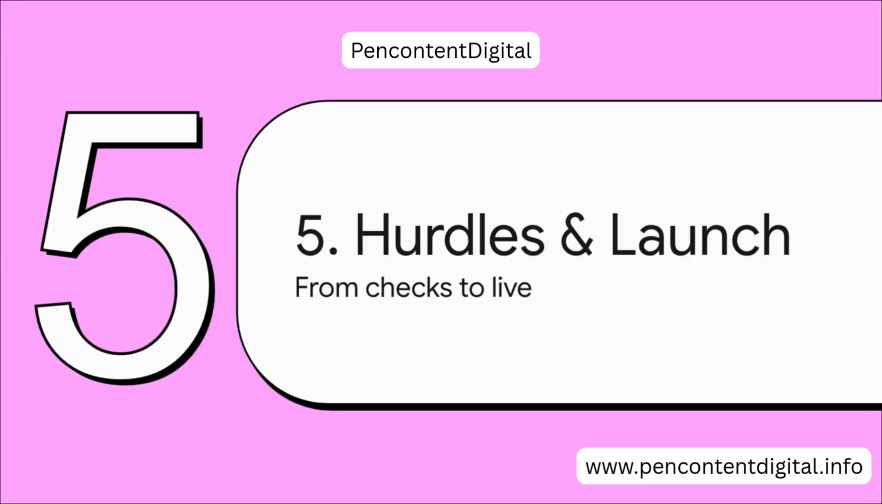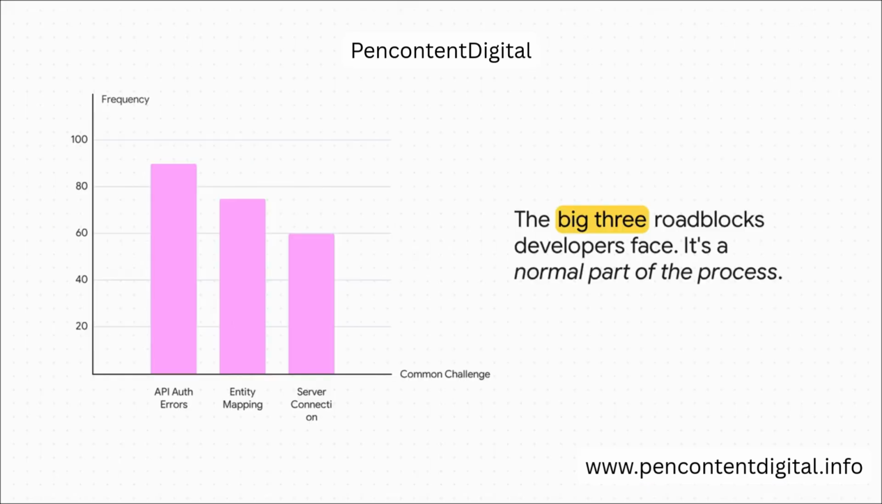And that brings us to our final section, common hurdles and launch. This is all about navigating those last few challenges and finally getting your chatbot out into the real world. This chart basically shows the big three. The most common roadblocks that developers run into are fighting with API authentication, getting the bot to correctly identify those entities we talked about, and, of course, sorting out those pesky server connection issues. If you hit these walls, just know it is a totally normal part of the process.